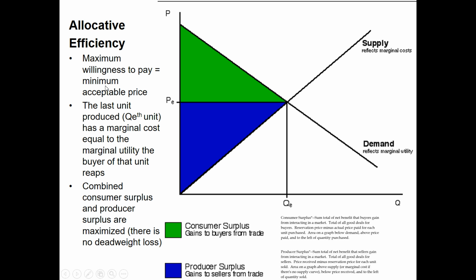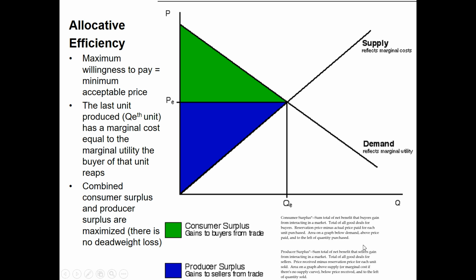A couple of things to note about the fact that that is the allocatively efficient point in the market. The last unit, the QEth unit there, has a marginal cost that's equal to the marginal benefit or marginal utility that the buyer is going to reap if they buy that one. And another condition for allocative efficiency that you want to get familiar with is that there is no deadweight loss. In other words, the combined sum of consumer and producer surplus, or we could say the total economic surplus, is maximized in that situation.